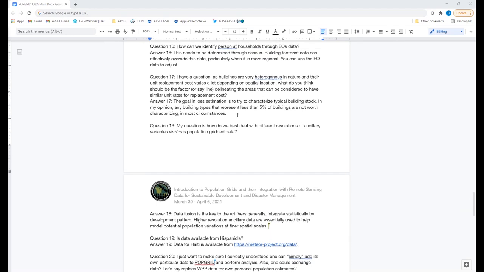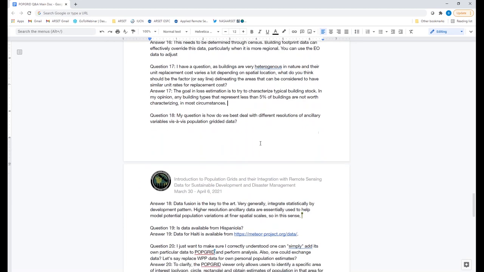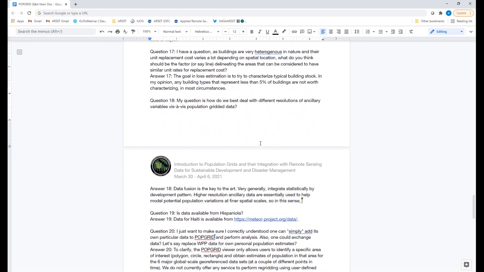So I always think if there's less than 5%, it's not worth characterizing. And if you've got any sort of special structure, like a sports stadium or elaborate mosques, it's important, if you do address them, to address them on a point basis. So hopefully that answers the question. Feel free to reach out to me if you'd like to discuss it. It's an excellent question.